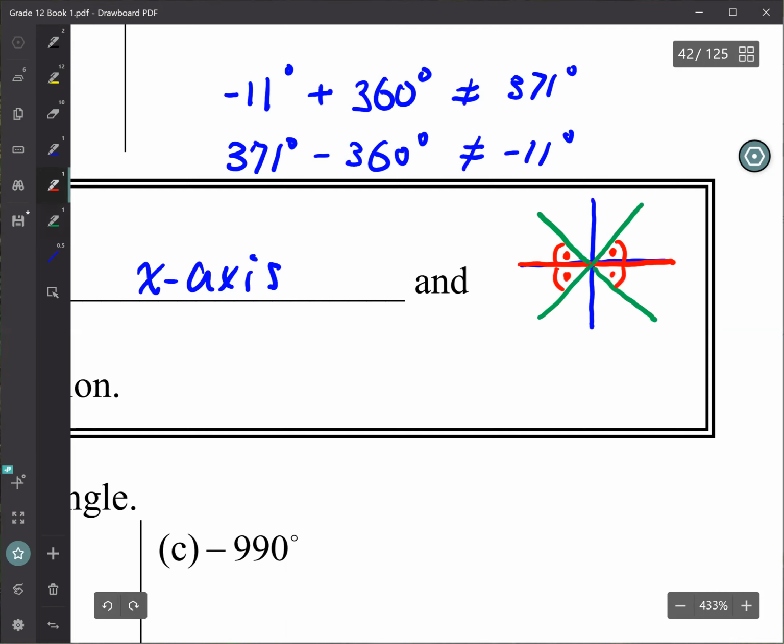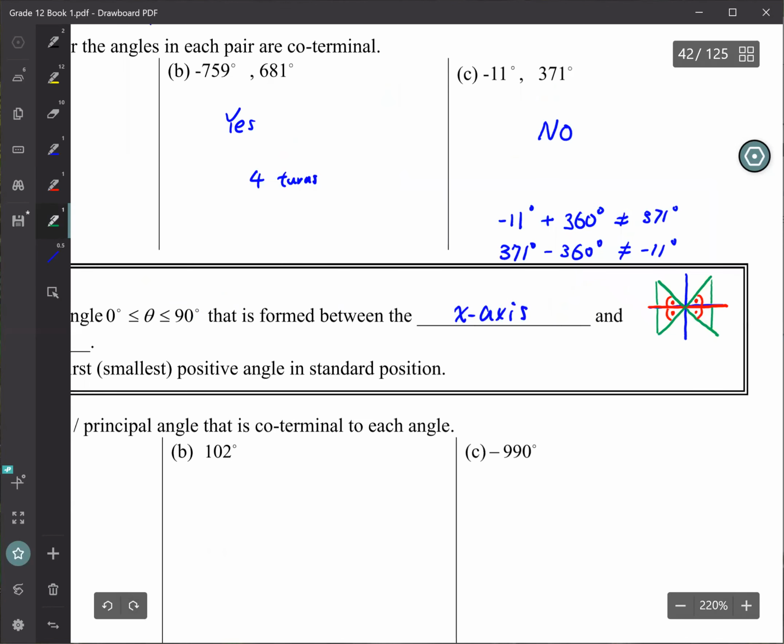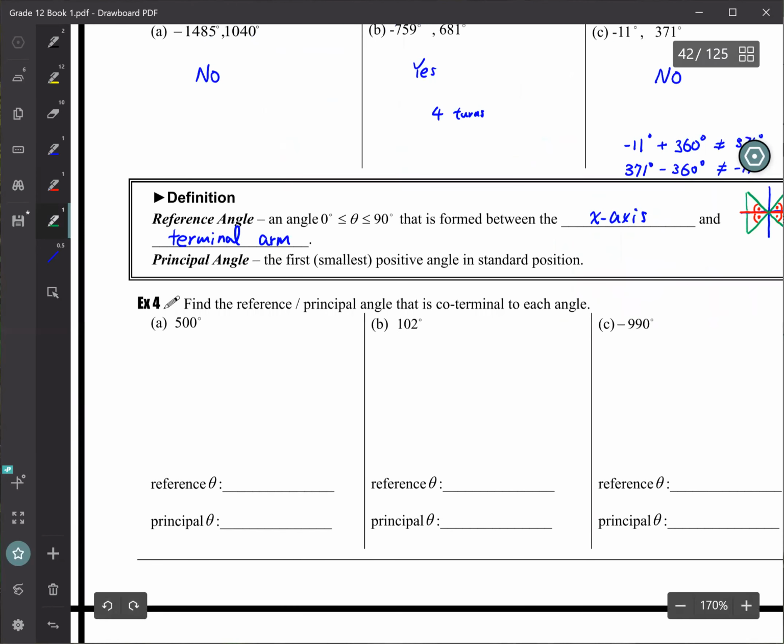So if we make triangles, you probably have seen this before. It looks like a butterfly, or a bow tie. So the reference angle has to be in one of the 4 places. So let's practice finding the reference angle first.